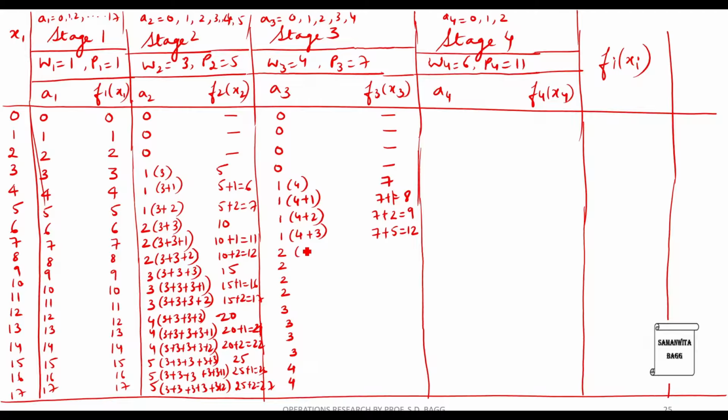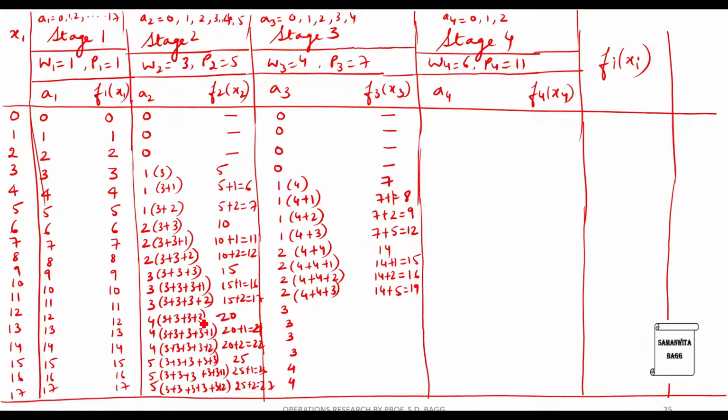Next value is 8. So this will be 4 plus 4. So this will be 7 plus 7, 14. Next value is 9. So it is 4 plus 4 plus 1. So this will also be 14 plus 1, 15. Next value is 10. So this is 4 plus 4 plus 2. This will be 14 plus 2 is 16. Then you have 11. So this is 4 plus 4 plus 3. So this will be 14 plus 3 corresponds to 5. So this will be 19.